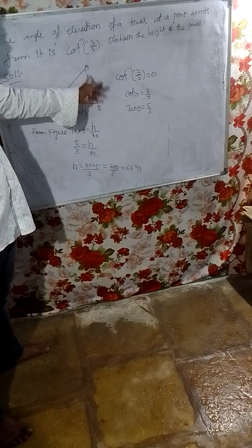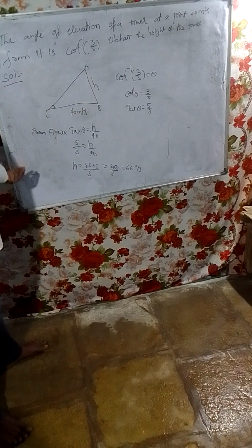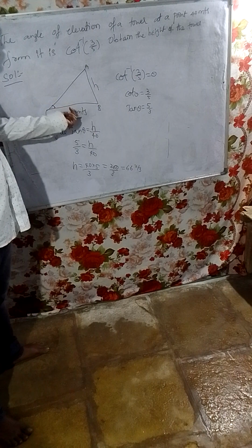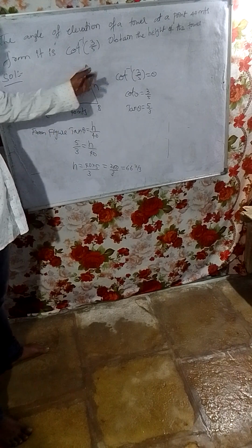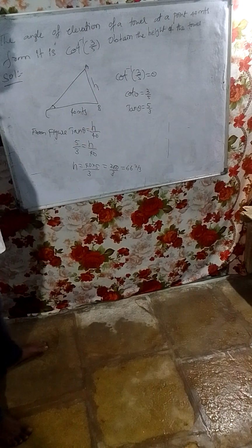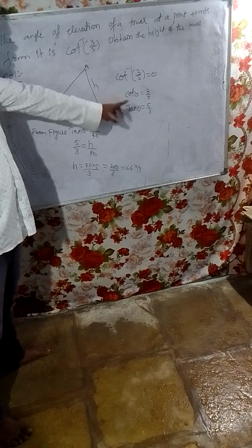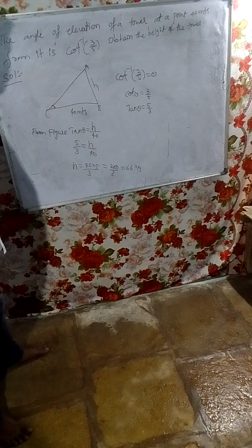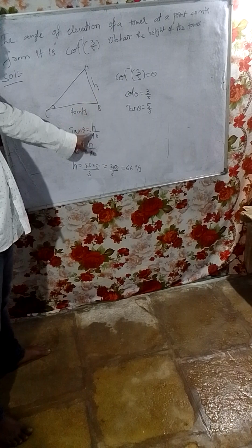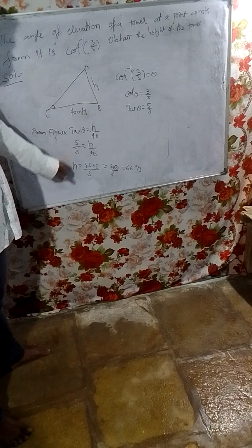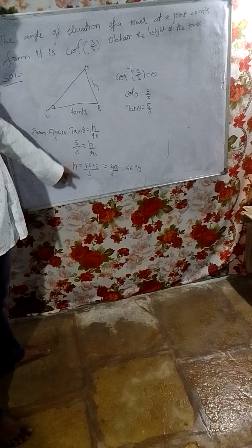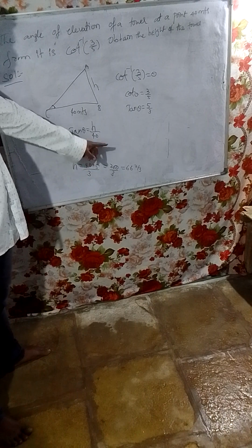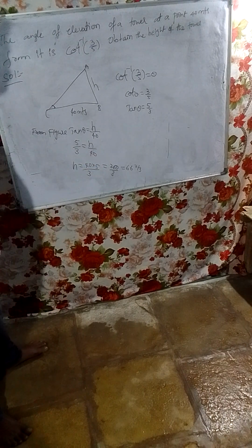We should find the height of the tower. Then the ground level distance is 40 meters. The angle is cot inverse 3 by 5, which is theta. Cot theta is equal to 3 by 5, then tan theta is equal to 5 by 3. From the figure, tan theta is equal to h by 40. Tan theta is 5 by 3, then 40 into 5, 200 by 3. 66 2 by 3 is the answer.